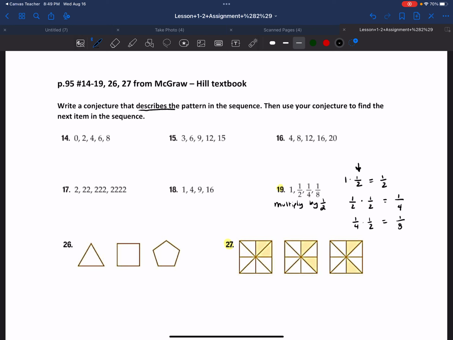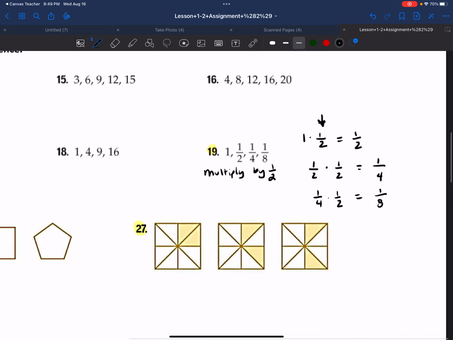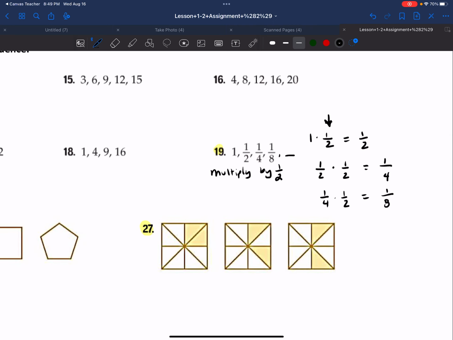But we are describing the pattern in the sequence. We've got to use that conjecture to find the next item in the sequence. So basically it's saying, okay, what is this? Well, I'm going to take that 1/8, multiply that by 1/2 again, so I get 1/16. So the next item in the sequence is 1/16.